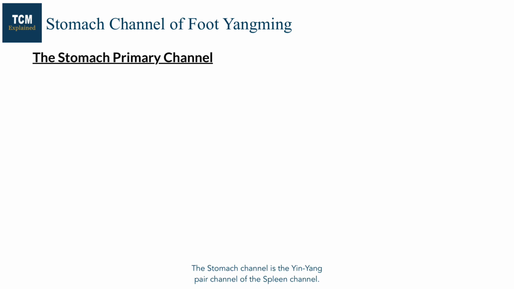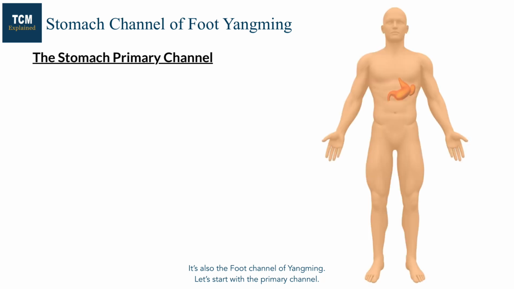The stomach channel is a yin-yang pair channel of the spleen channel. It's also the foot channel of Yangming. Let's start with the primary channel. The primary channel begins at LI20, goes up to meet with BL1 at the medial canthus, and comes down to the first stomach channel point, ST1.